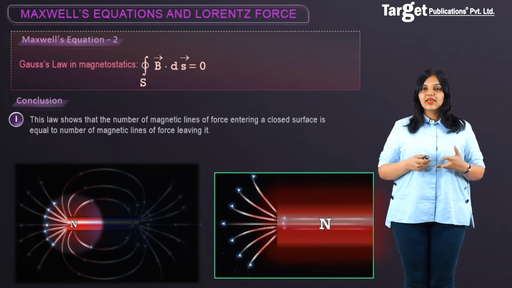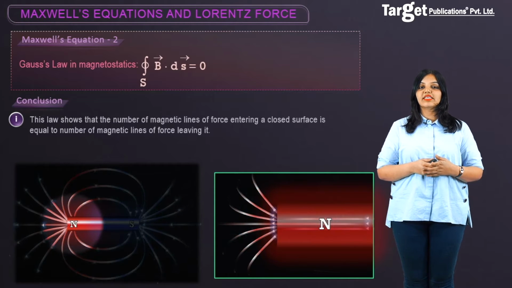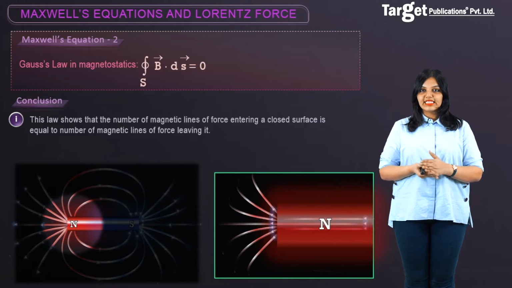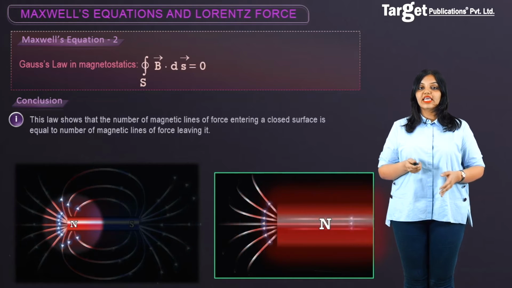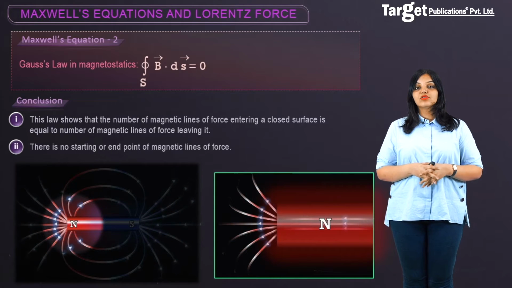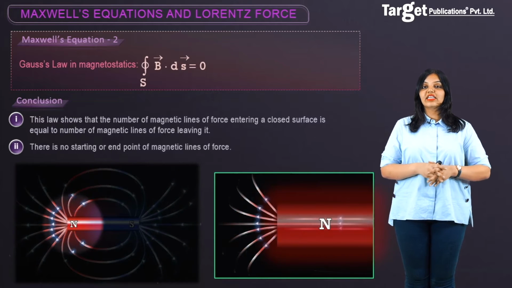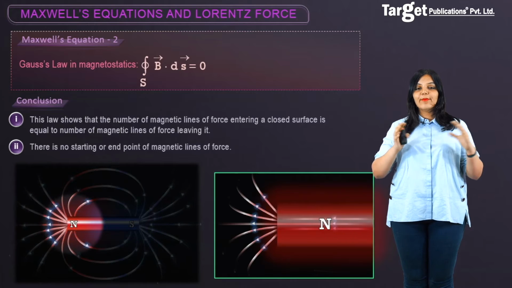And this is the main conclusion that you draw from Gauss's law in magnetostatics, that the number of magnetic lines of force entering a closed surface is equal to the number of lines leaving it. And this proves that there is no starting or ending point of magnetic field lines of force, and that you can never trap a single pole.